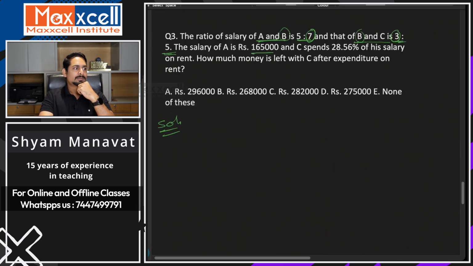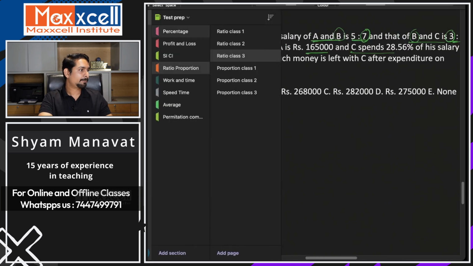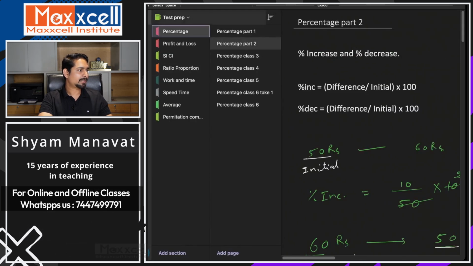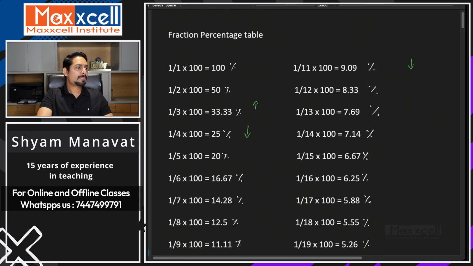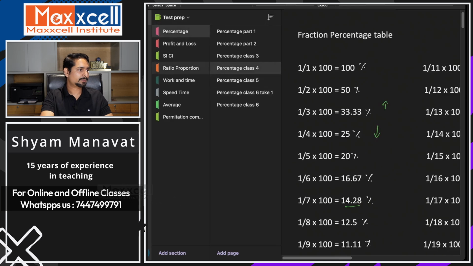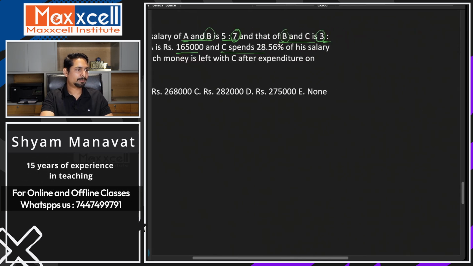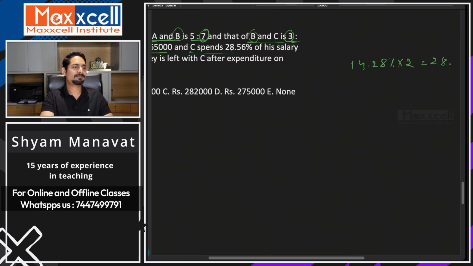The salary of A is 1,65,000 and C spends 28.56%. C spends 28.56%. This should be a little familiar to you, because you know this 28.56% looks very ugly, but if you remember my percentage class, in percentage class I discussed the fraction percentage table, where 1/7 is 14.28. Okay, 14.28. Come back to this. 14.28. Now if you double 14.28, that will get you 28.56.